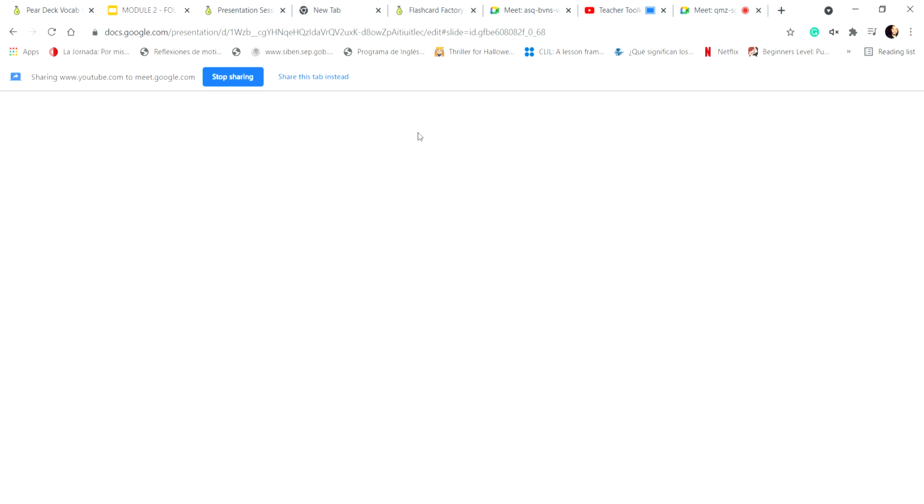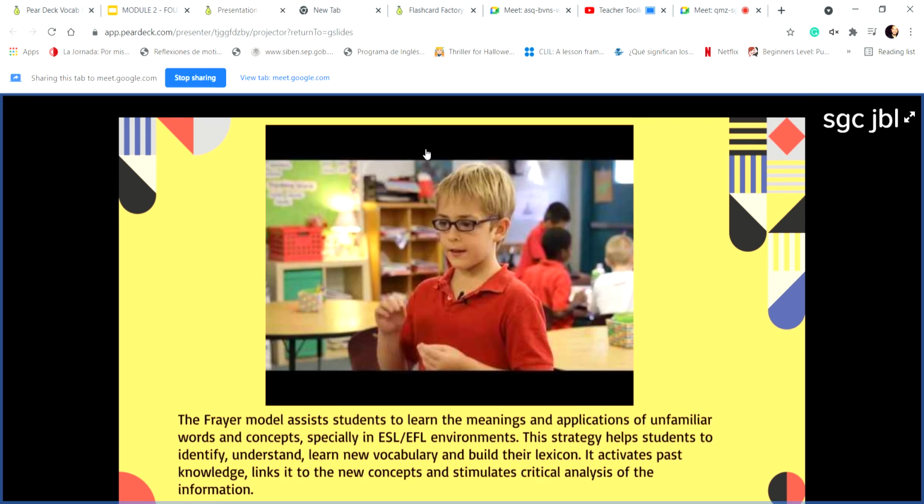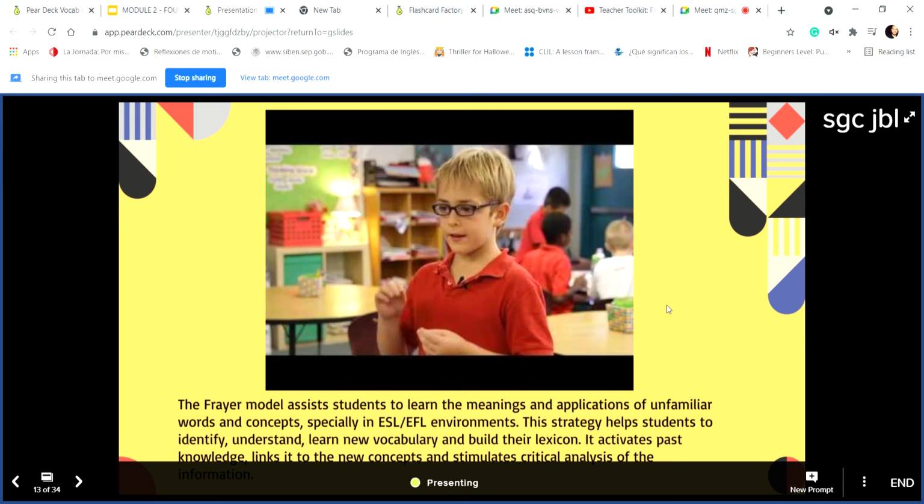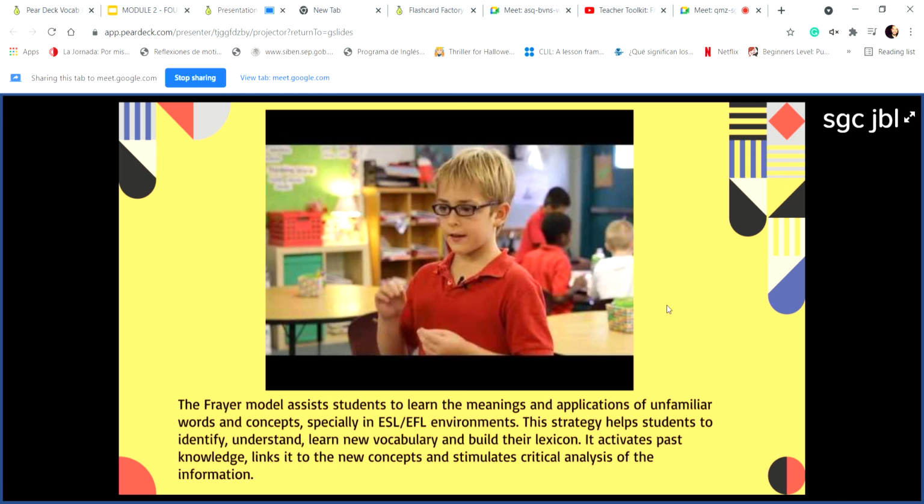Right, so let's continue over here. The Frayer model assists students to learn the meanings and applications of unfamiliar words and concepts. It is not a vocabulary activity with the only goal or objective to just present words. With the Frayer model, you're trying to take your students' vocabulary abilities beyond, especially in ESL and EFL environments.